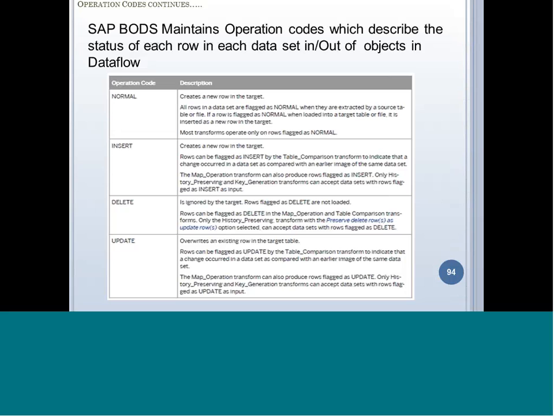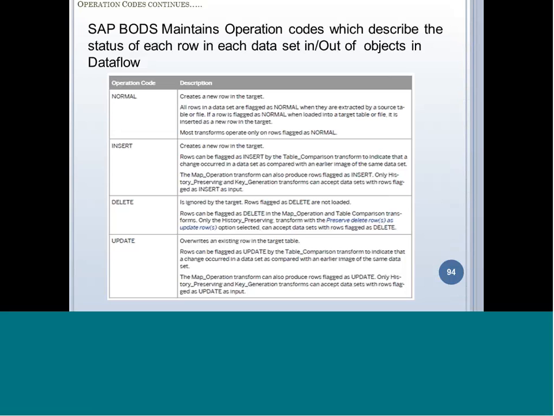If you take the example of a query transformation, all the records coming out of it are flagged, or coded, with the normal flag. That is the basic example of the normal flag. And whenever we create a new row in the target system, the flags will be set to normal by default.